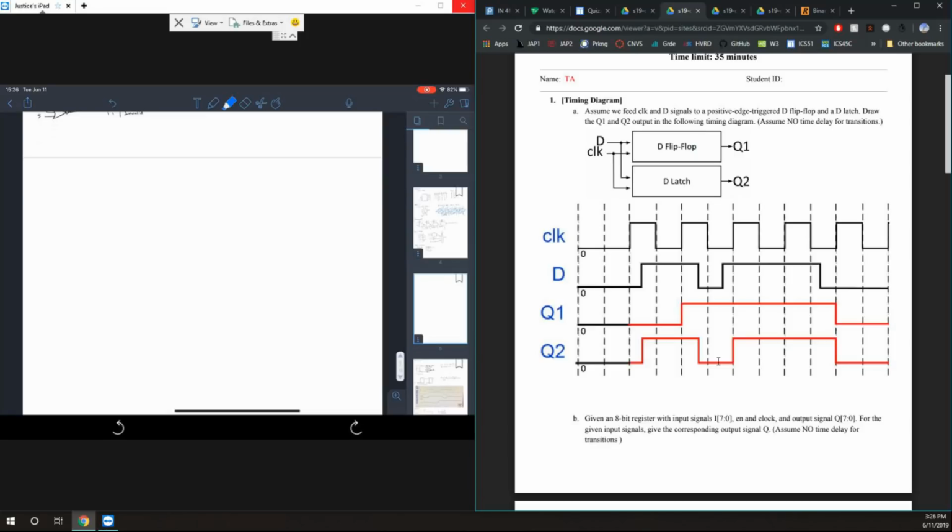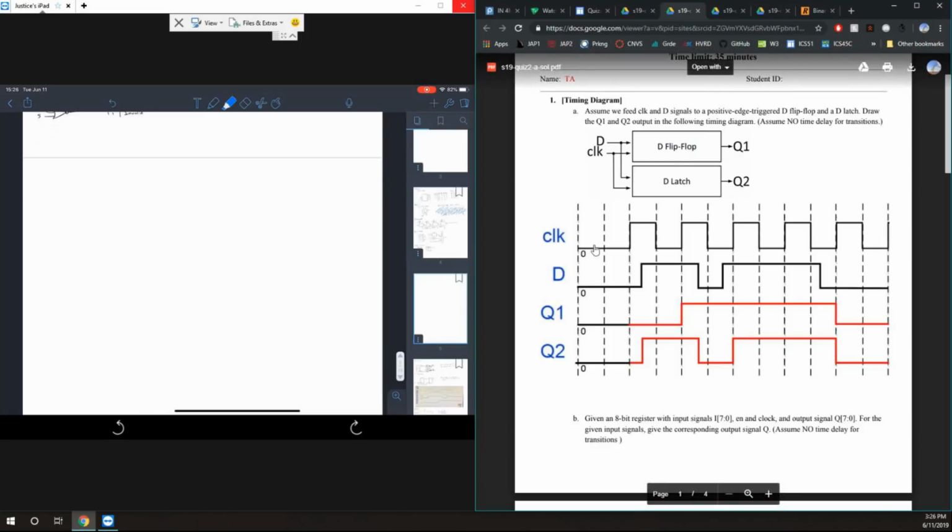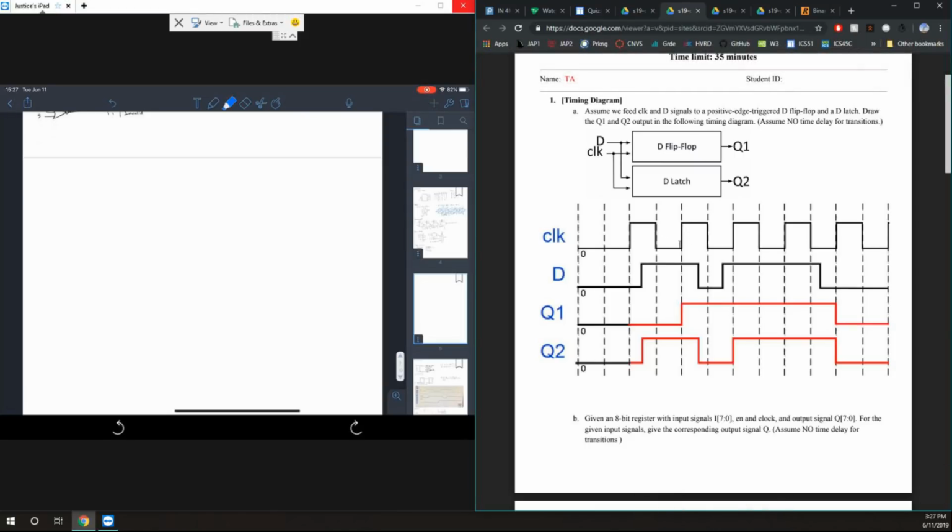Yes, that's why a D flip flop follows the rising edge of the clock. So whatever the D is at the rising edge of the clock is what it's going to go to. And latches just follow. So when the clock is high, whatever D is doing is what you're going to follow.